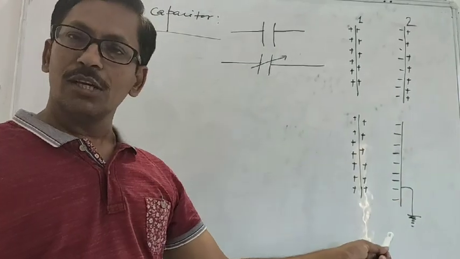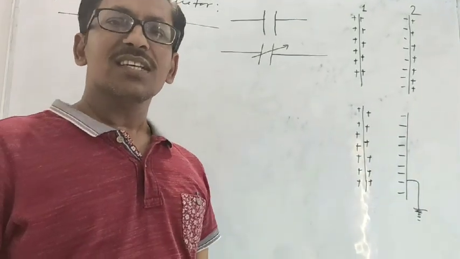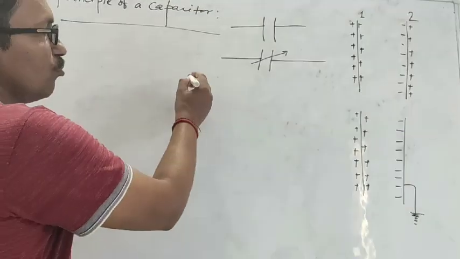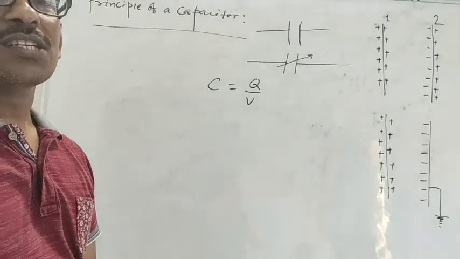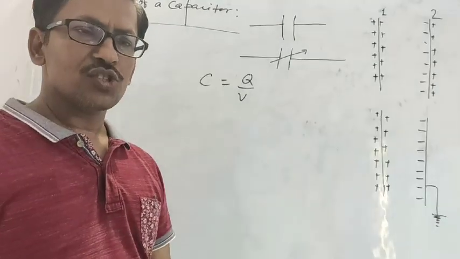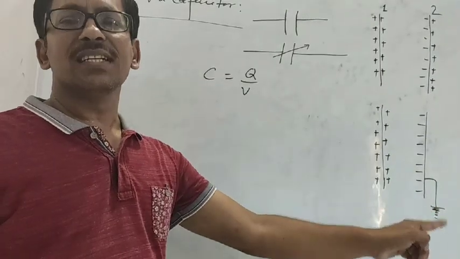That means this will reduce the potential difference between the two conductors. That means they will increase the capacitance. C is equal to Q by V. If V is reduced, C will increase. So this way, the capacitance of the capacitor will be increased.